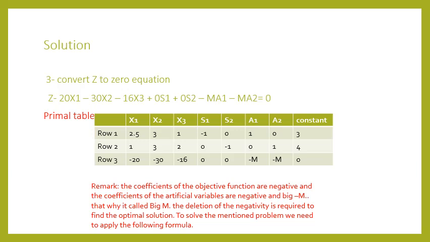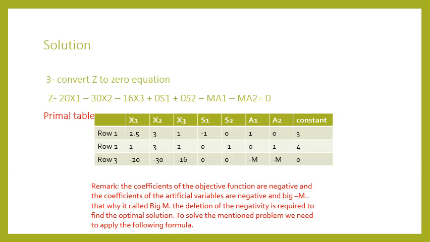Step 3: convert z, the objective function, to a zero equation. So take the terms from the right side to the left side, and we capture z minus 20x1, minus 30x2, minus 16x3, plus 0s1 plus 0s2 minus Ma1 minus Ma2 equals 0.